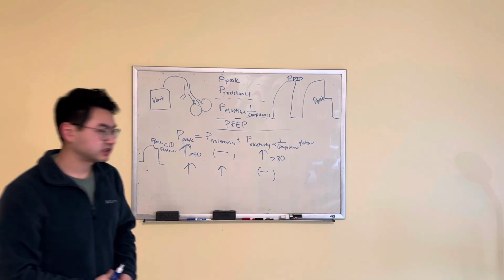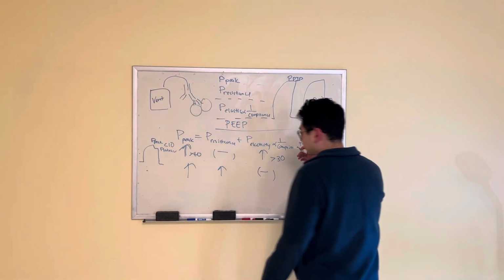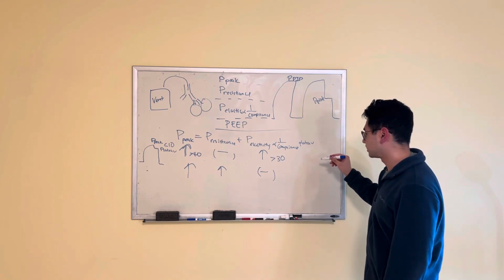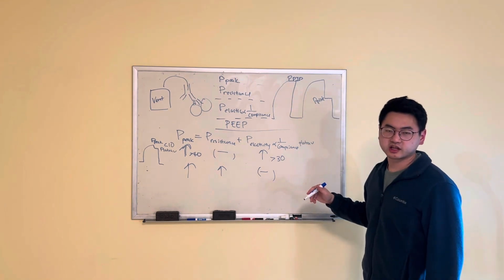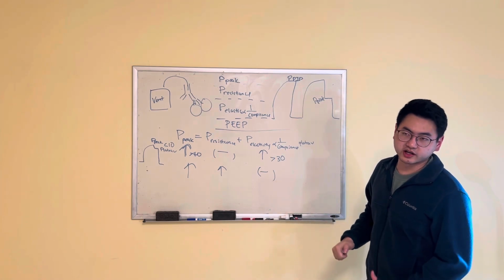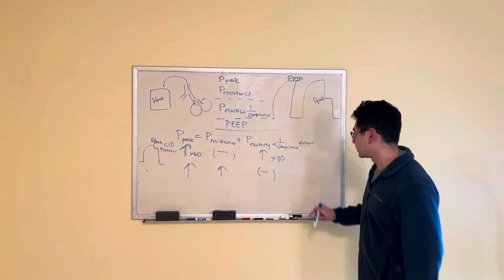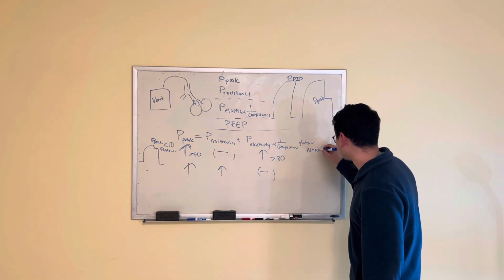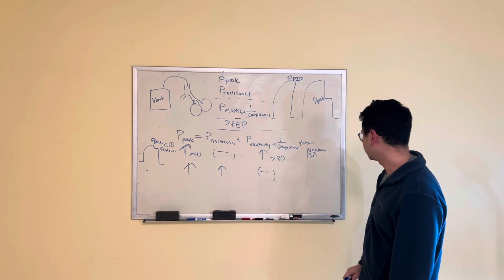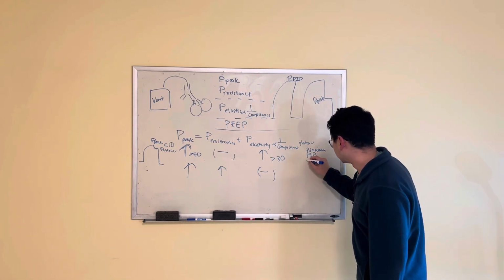What are the causes? Anything that can affect the compliance. It's going to be extrathoracic, intrathoracic, as well as things that affect the alveoli. So things that affect the alveoli: pulmonary edema, pneumonia, pleural effusion.